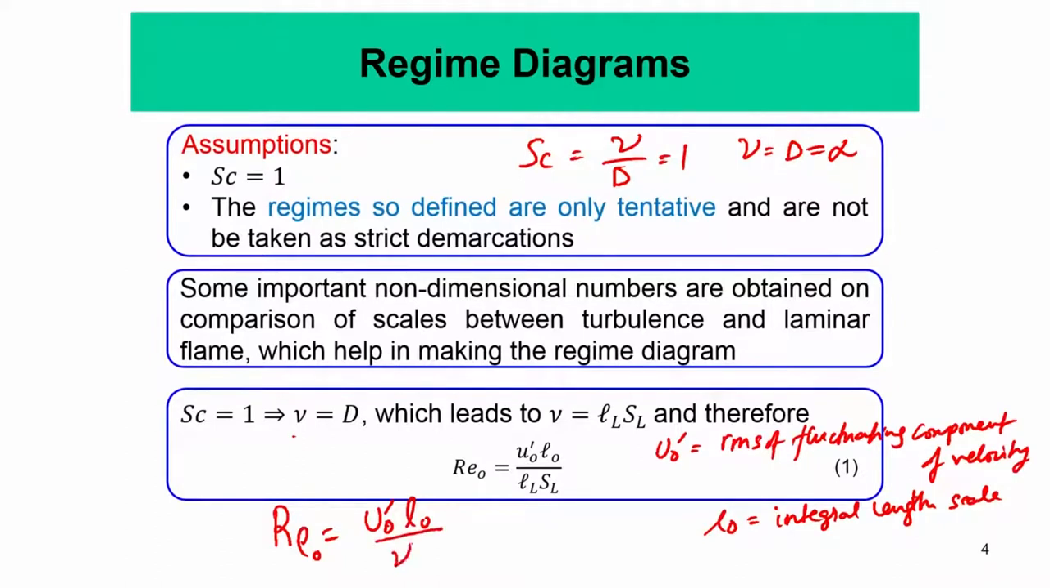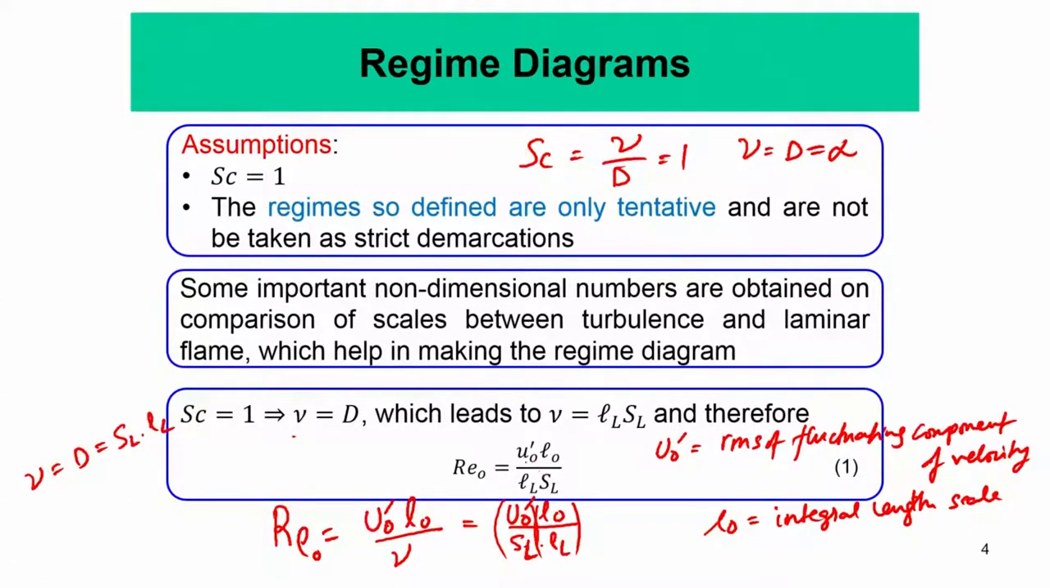And this is of course divided by nu. Now, since nu is equal to d, and d is equal to SL times LL, we can replace nu with SL times LL and we get essentially U0 prime L0 divided by SL times LL. Okay. So then the Reynolds number essentially becomes a ratio of your characteristic velocity scales, the turbulent velocity scale to the flame velocity scale, times the ratio of the turbulent length scale to the flame length scale. Okay. So, that is what it becomes.